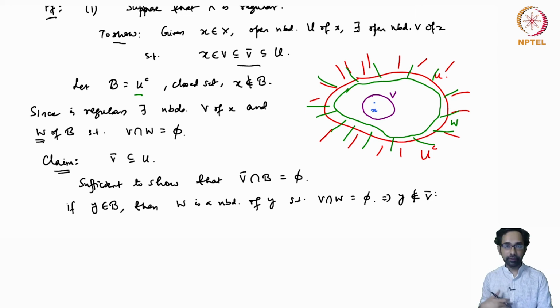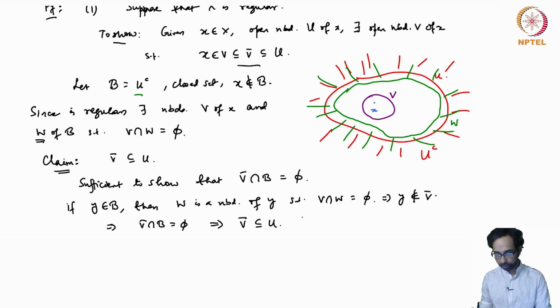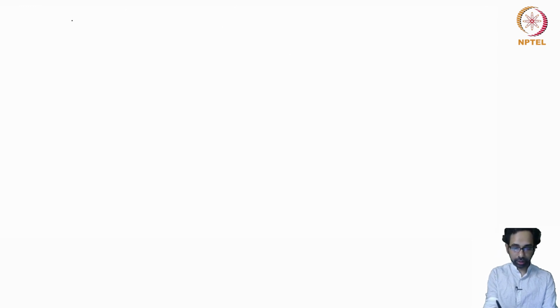Because if it belongs to V closure, every neighborhood of Y must intersect V. So since V does not intersect W, we conclude that Y does not belong to V closure, and therefore V closure intersection B is empty, and this implies that V closure lies inside U. So if X is regular, then we have proved that X belongs to V, which is a subset of V closure, and this is a subset of U. Now let us show the converse, the reverse implication.